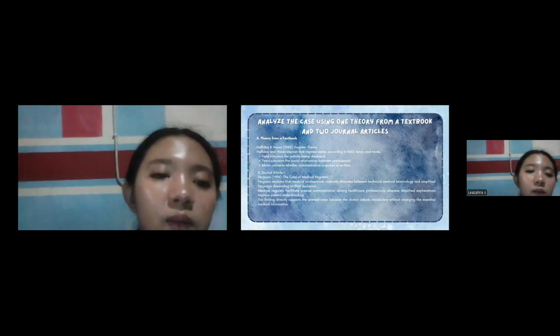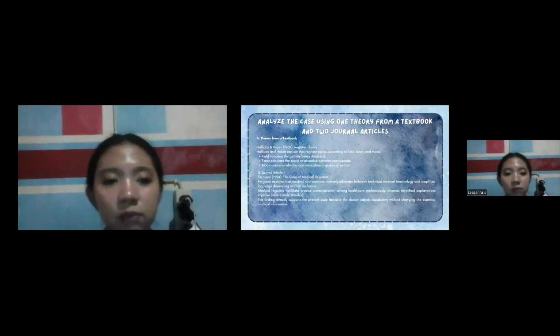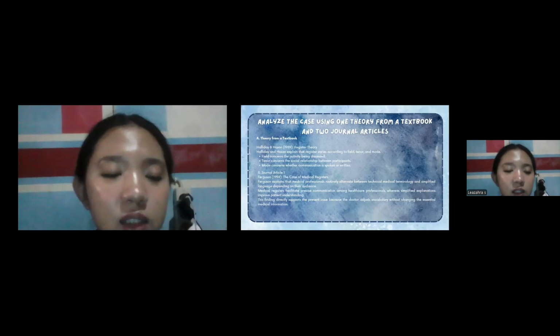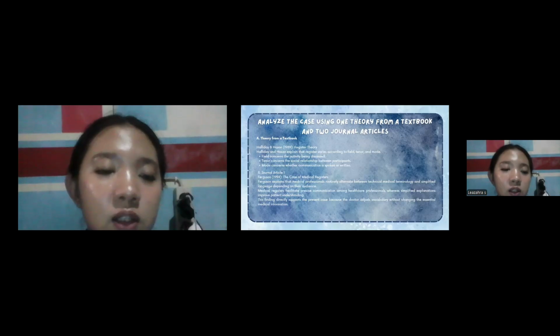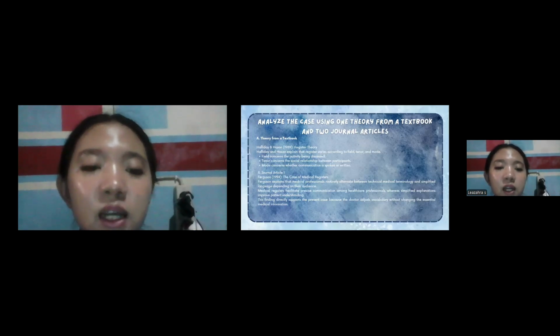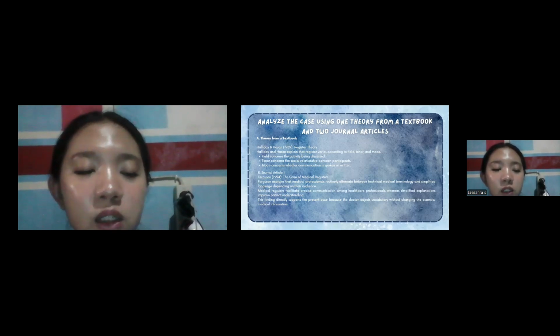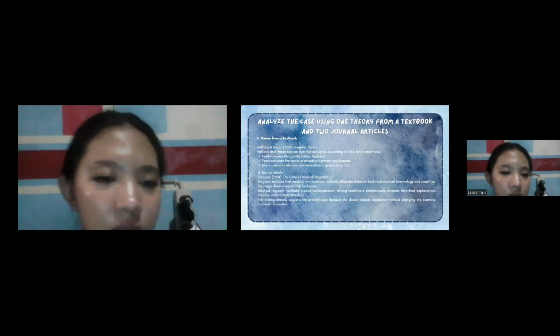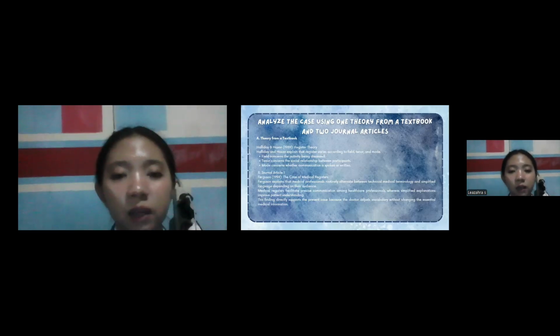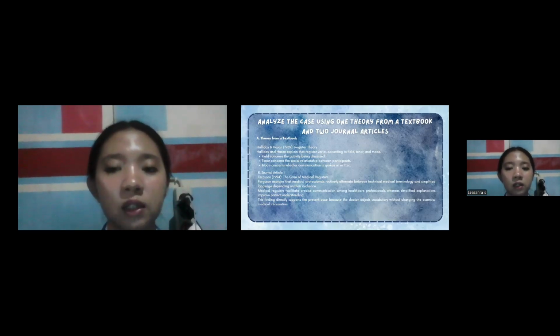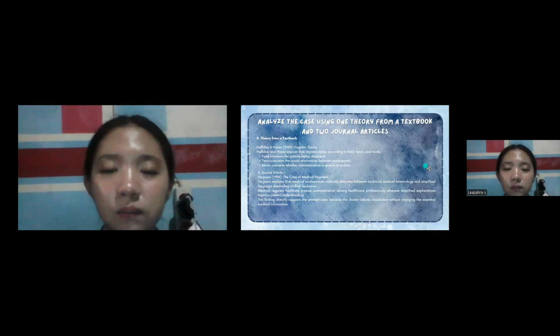Journal Article 1. Ferguson, the case of medical register. Ferguson explained that medical professionals routinely alternate between technical medical terminology and simplified language depending on their audience. Medical register facilitates precise communication among healthcare professionals, whereas simplified explanation improves patient understanding. These findings directly support the present case because the doctor adjusts vocabulary without changing the essential medical information.